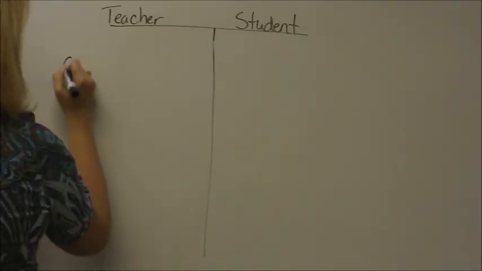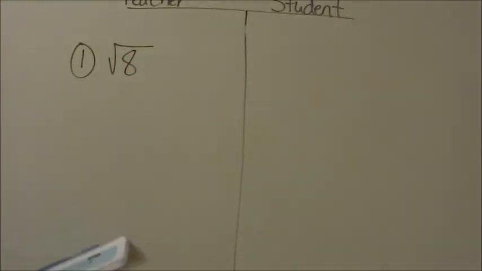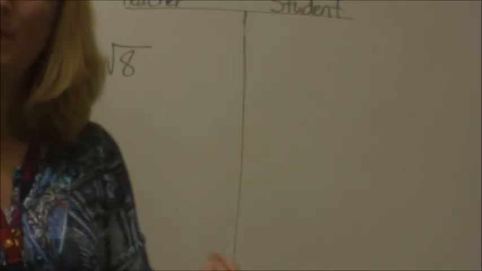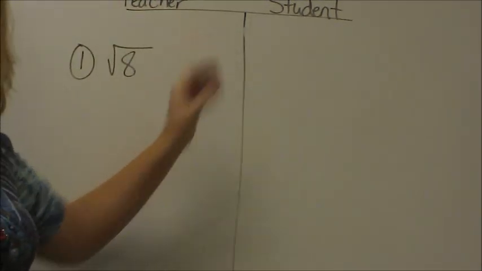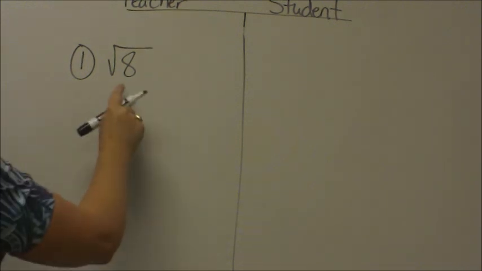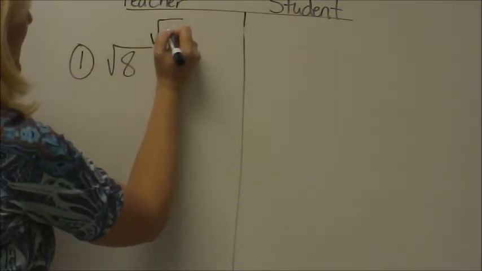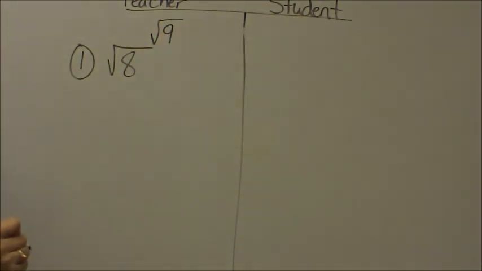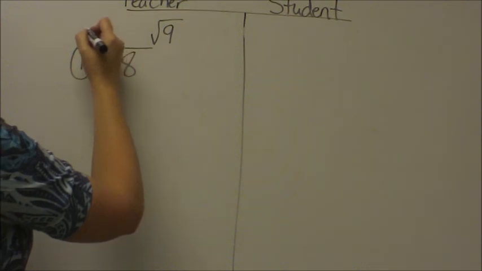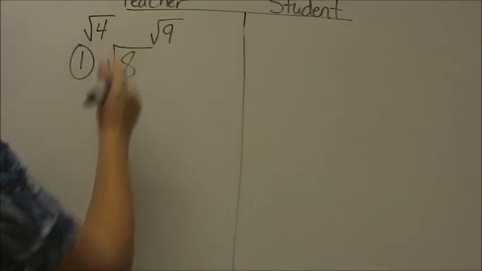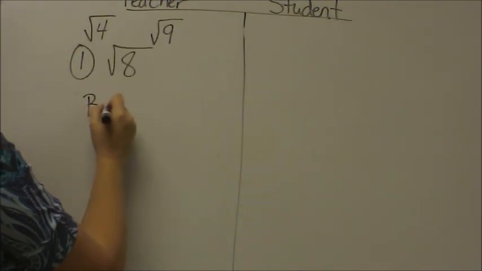If you look at number 1, it says square root of 8. What I'm going to do is find the perfect squares that are just below the number and just above the number. Okay? The closest perfect square to 8 that I can think of is the square root of 9. The one right below the square root of 8 will be the square root of 4. The square root of 4 is 2, and the square root of 9 is 3.